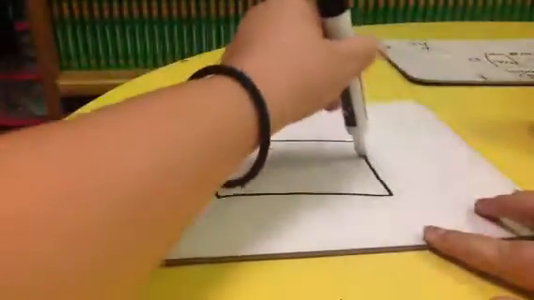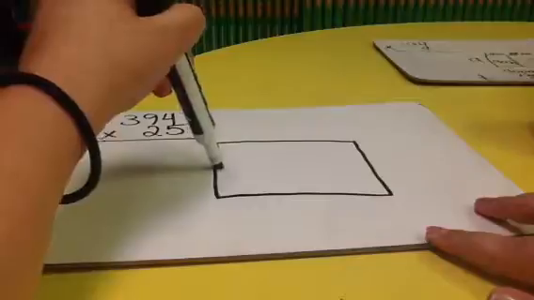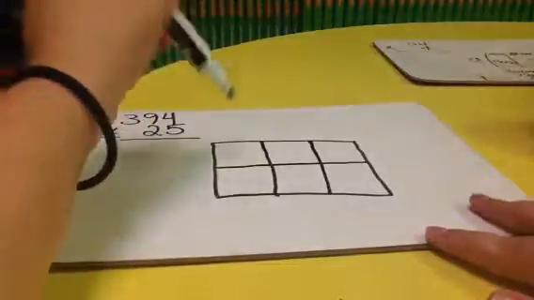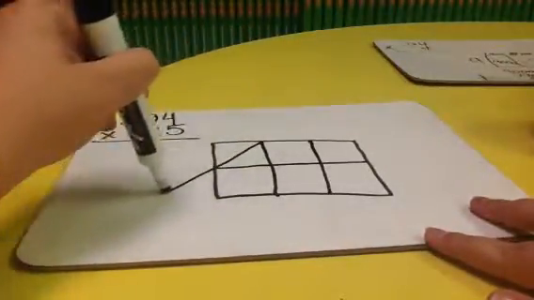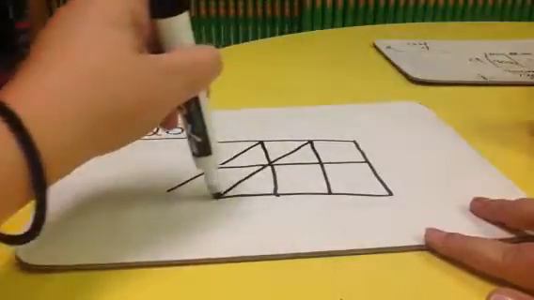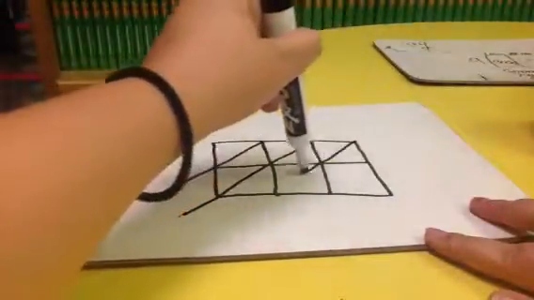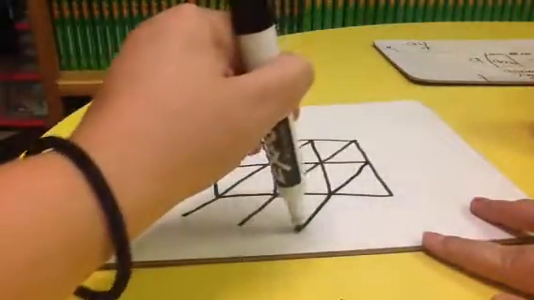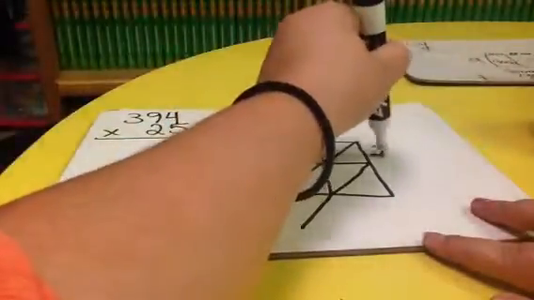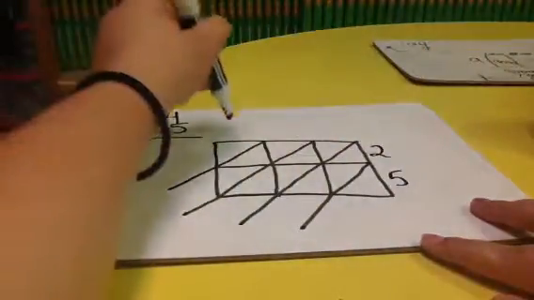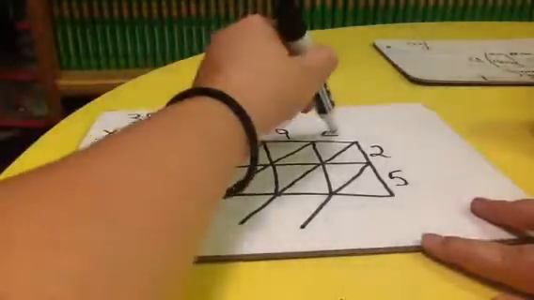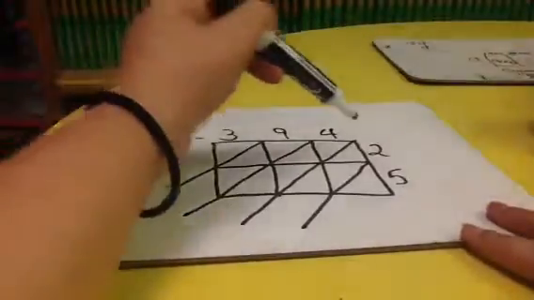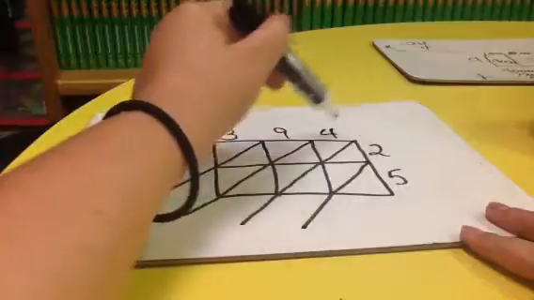So I'll start by preparing my boxes. But again, I'm just going to cut through diagonally like grilled cheese. I want to make sure I come down far enough so I have space to write. And then I'll write my 2 and my 5 and then 394. And then my first step is 2 times 4, which is 8.